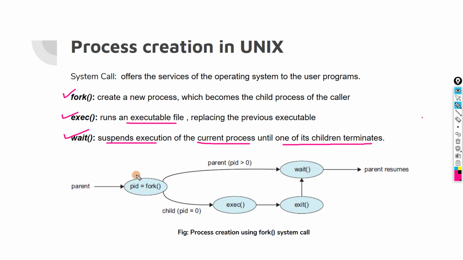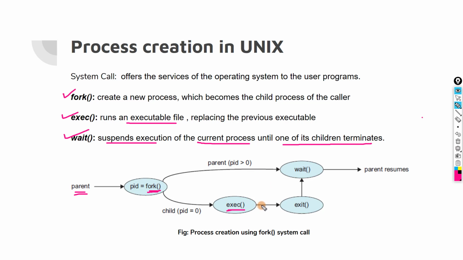If we think about the Unix system, say a parent process has called the fork system call, so a new child process will be created. When the new child process is created, the child and the parent are both executing, and at some point the child executes exec. That means the child is replacing the previous executable. Previously the parent process was executing, and the child will replace that in the CPU and will be executed.